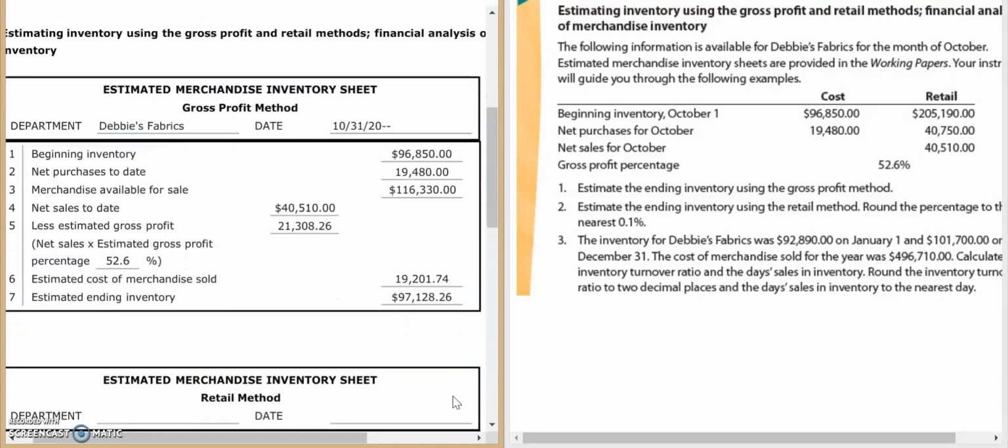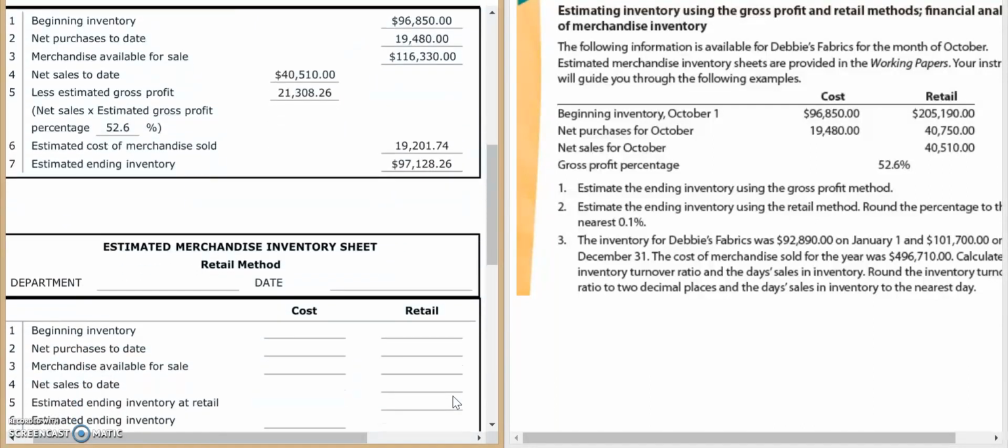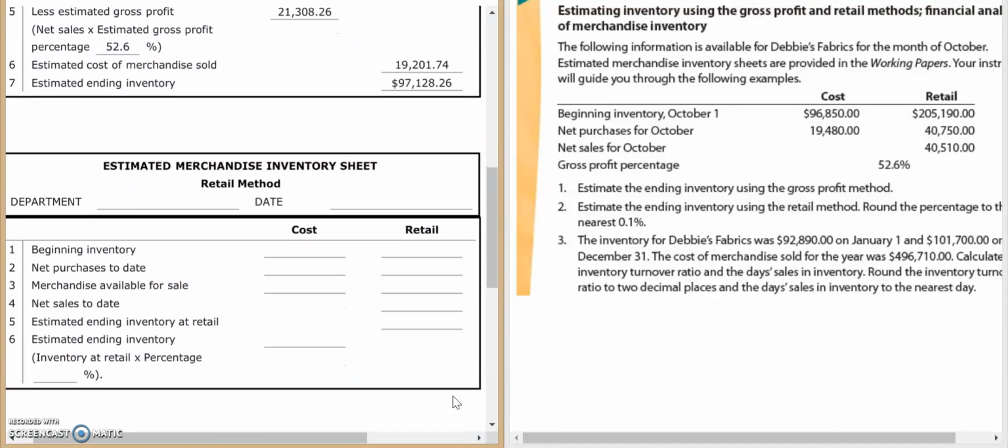So then we'll scroll down and it wants us to do a retail method. So like I said, with the retail method, remember you need to keep information for both cost and retail. So you see we have that here. Most people tend not to do this because it means maintaining two separate records. Some people choose to. That choice is yours as a business. So we'll plug in our information up top here, Debbie's Fabrics again, and 10/31.